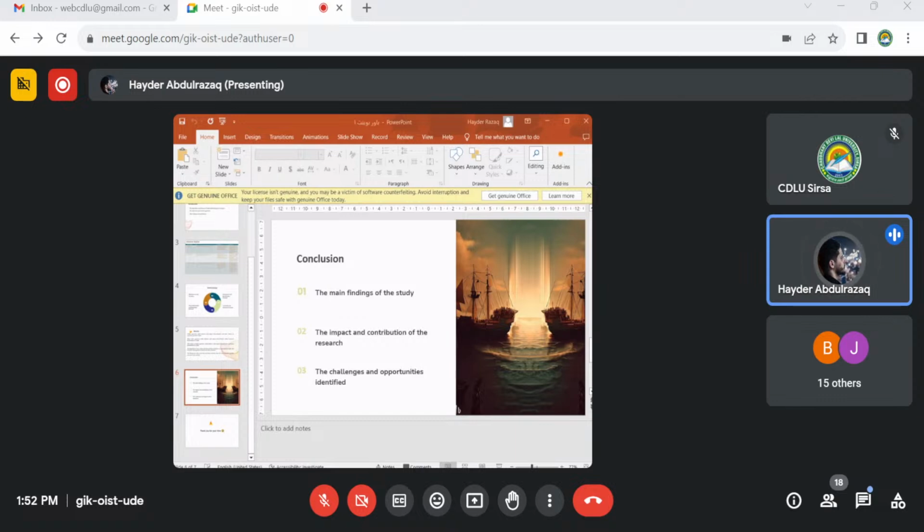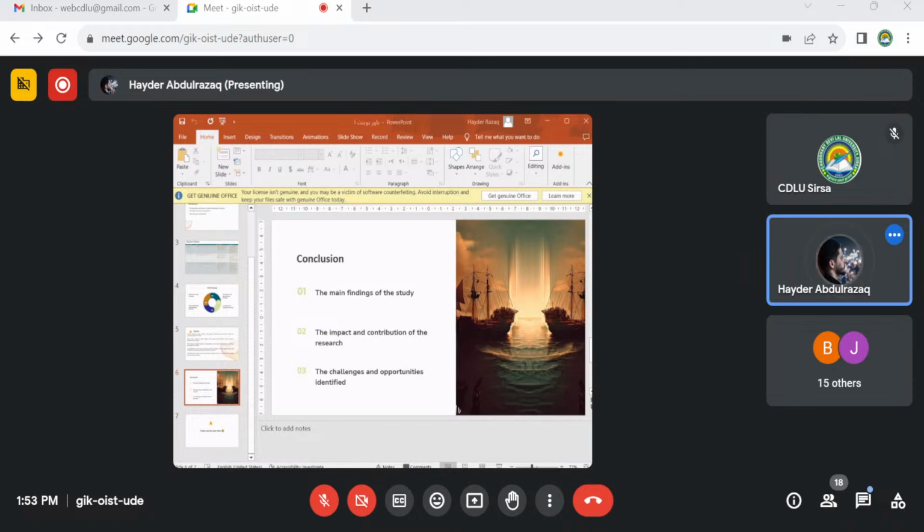Next point, the impact and contribution of the research. The impact of my article was to provide a comprehensive and rigorous analysis of the case of Qatar. The contribution of my article was to add to the literature and practice on trade and development. And the last point, the challenges and opportunities identified.